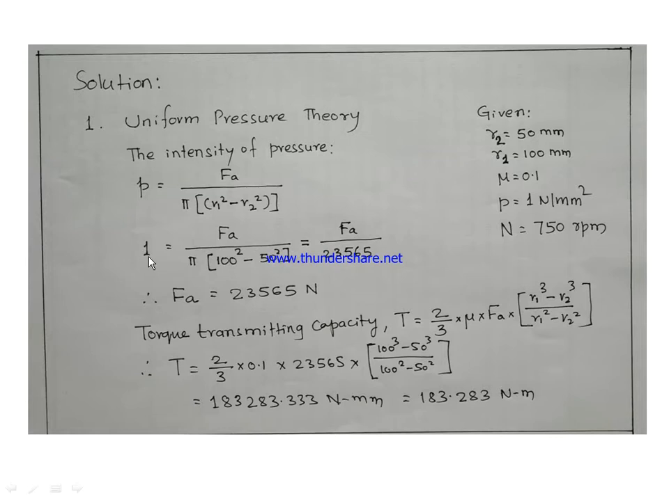So P is given as 1 Newton per millimeter square and R1, R2 we know, hence determine the axial operating force Fa, which is 23,565 Newton. Then the torque transmitting capacity of the single plate clutch based on uniform pressure theory, the equation for that is 2 by 3 into mu into Fa into R1 cube minus R2 cube by R1 square minus R2 square. So by substituting all the values here, what we get is 183.283 Nm is the torque that is being transmitted by this single plate.